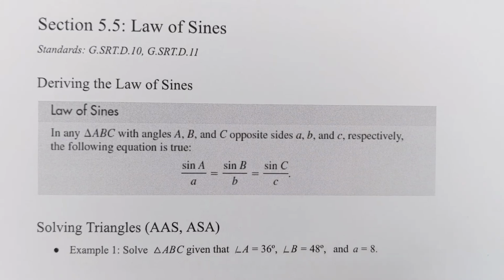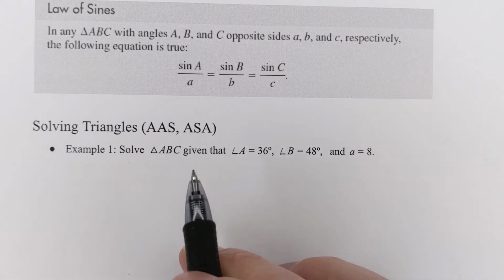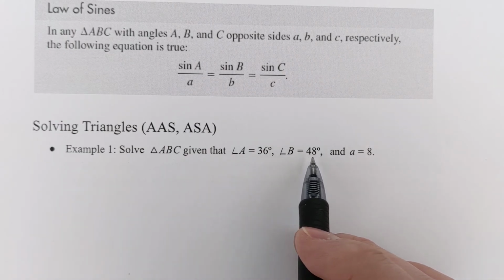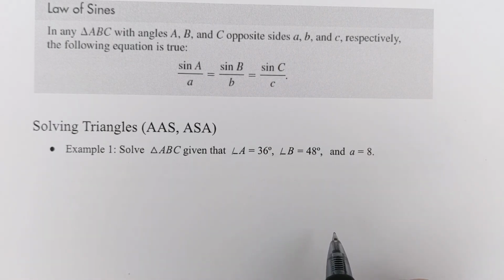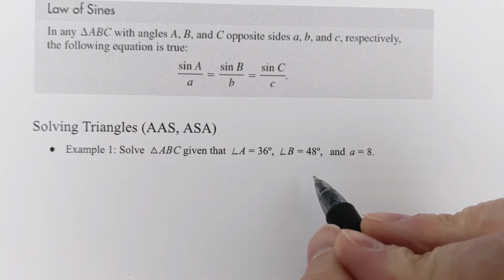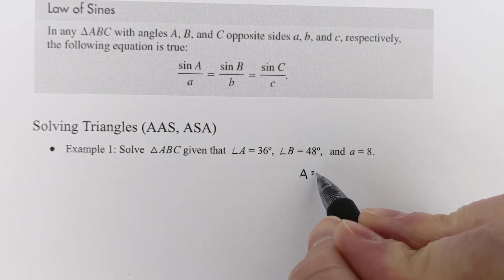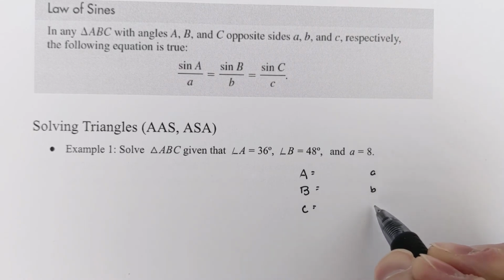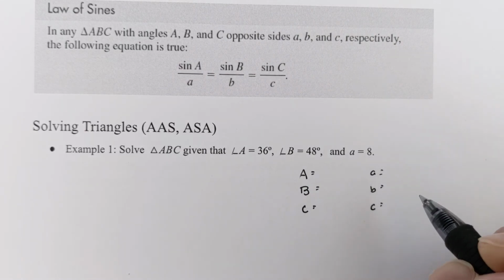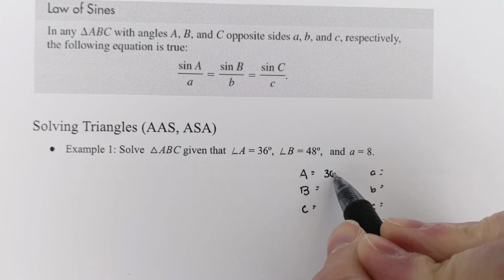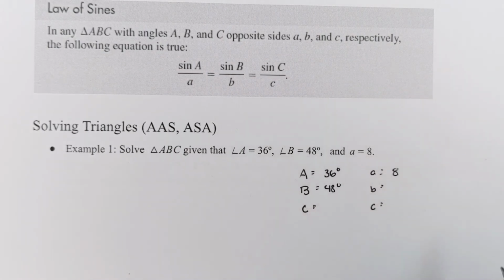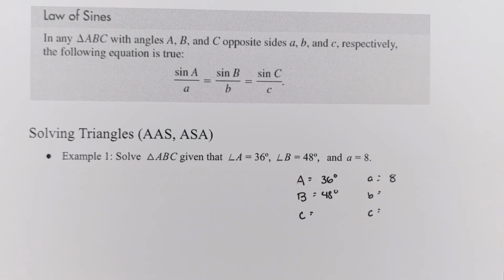So, solving the triangles. We're going to use this setup. Solve ABC, given that angle A is 36, angle B is 48, and side a is 8. Solving the triangle, once again, means finding all your values. There's our 6 values, so I can fill some of them in. I know angle A is 36 degrees, angle B is 48 degrees, and side a is just 8.